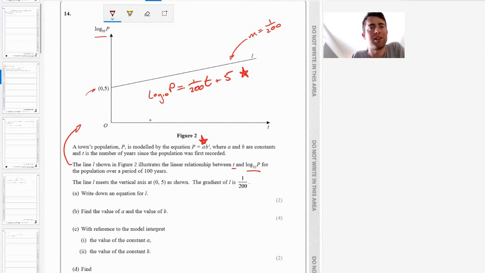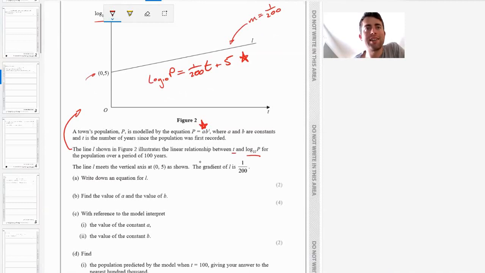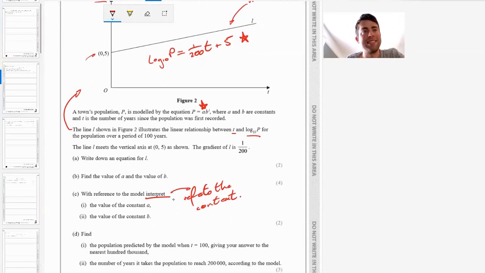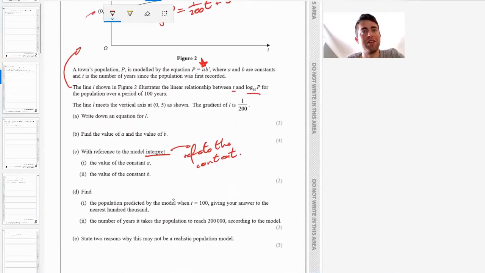Part C, with reference to the model, interpret. That word interpret comes up a lot in maths exams in these modelling questions. Whenever you see the word interpret, you need to refer to the original context. So it's not about talking about the maths, it's about talking, in this case, about the population and time and what happens to the population over time. And then I think part D is about using what you did in part B.